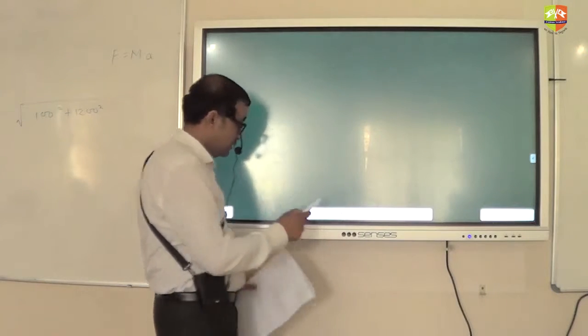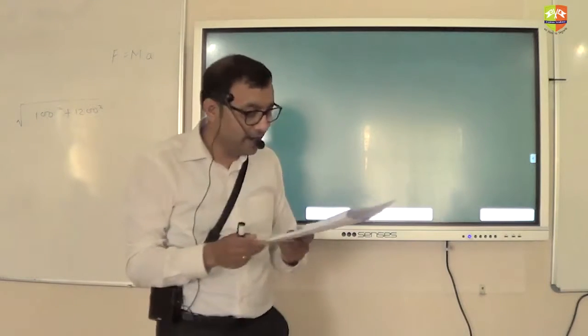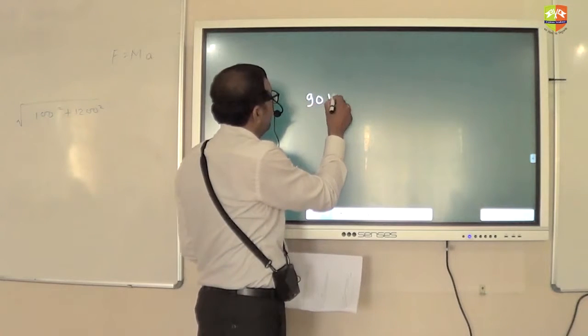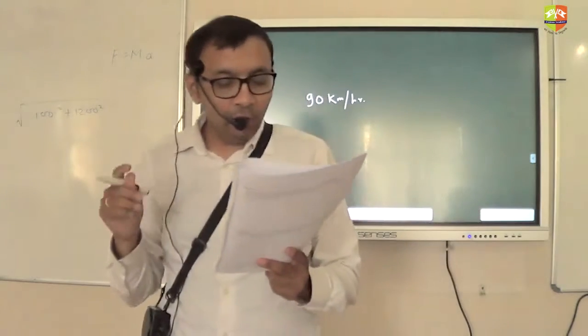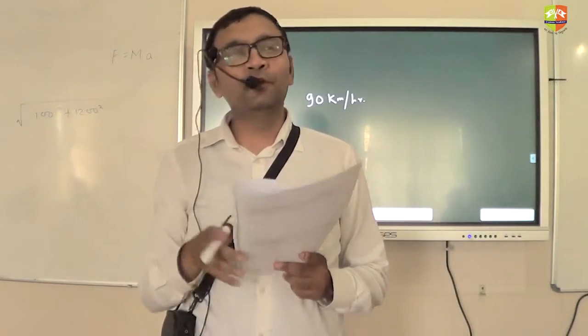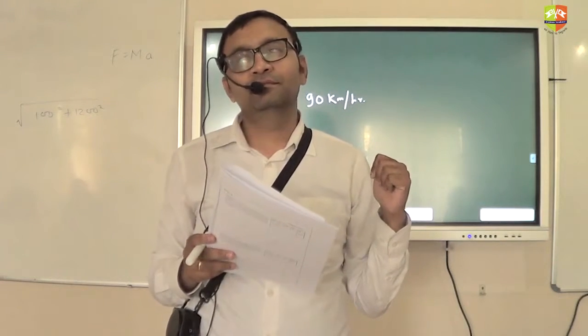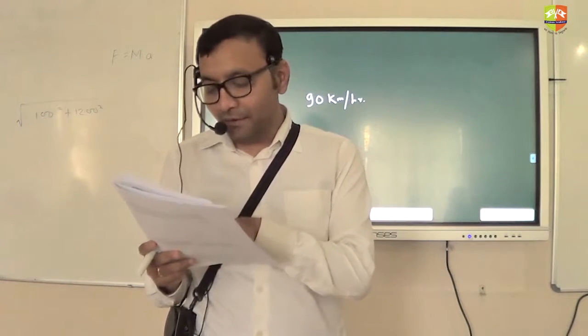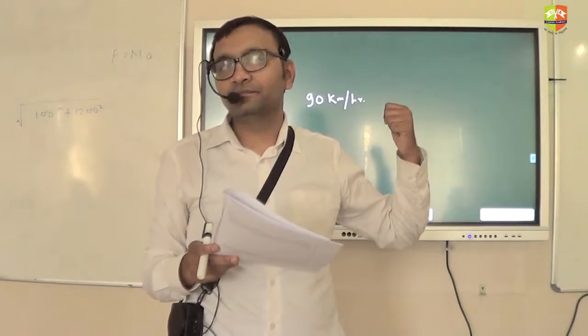Anyways, third question you got? Third one? During a hard sneeze, your eyes might shut for 0.5 seconds. Car is going at 90 km per hour. So how much will the car move during the sneeze? How many of you have not converted to meter per second? See, the time is given in seconds, 0.5 seconds, so you have to convert to meter per second.